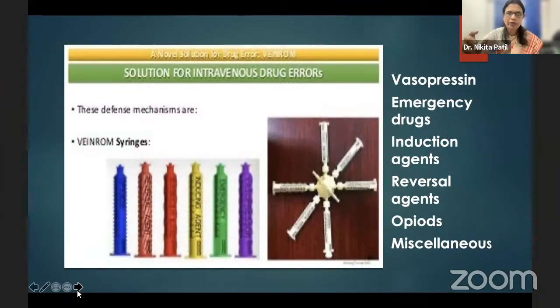The full form of Venron is: V for vasopressin, E for emergency drugs, induction agents, then Ven, ROM, reversal agents, opioids, and miscellaneous. So Venron is the port which they have started, and every nozzle will be different for a different syringe. So the chances of making an error are tried to be less in this case. Everybody is working for that same thing. So this is a good concept going on, Venron.